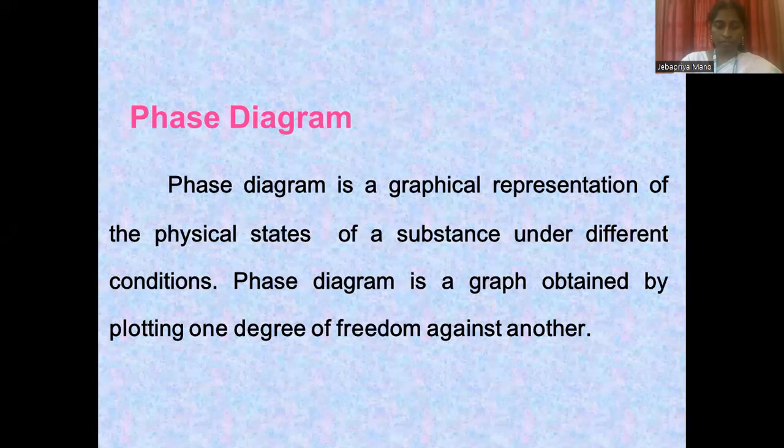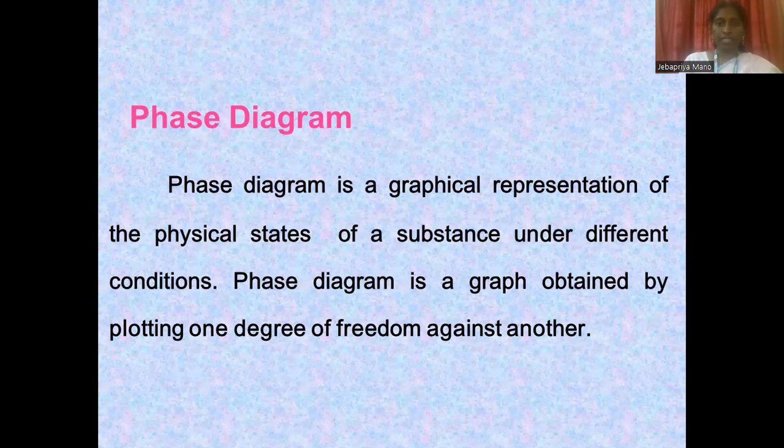We know the different physical states, that is solids, liquids, and gases. So the different physical states of the substance under different conditions. What are the phases which are available in different conditions? That can be explained by means of phase diagram. Now, how to draw this phase diagram? Phase diagram is obtained by plotting one degree of freedom against another.